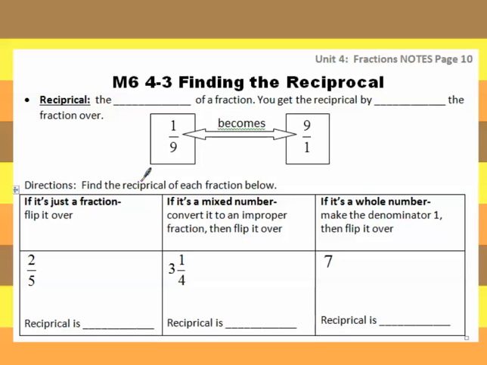Hi class, today we're going to talk about dividing fractions, and in order to divide fractions we need to find the reciprocal of a fraction. So that's what we're going to start with first. I'm on page 10 in our notes.